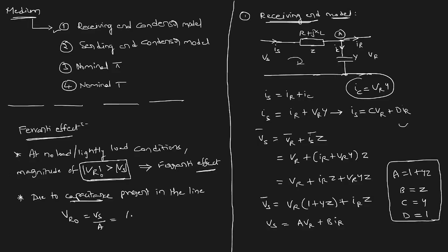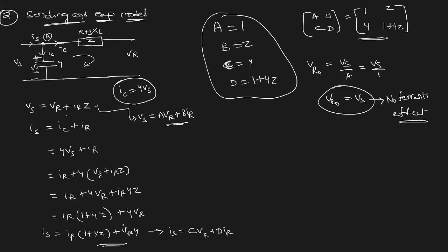We can say that if A is less than 1, then VR naught will be Vs divided by something less than 1. So VR naught will obviously be greater than Vs. At this point only we can see the Ferranti effect. In any other conditions we are not going to see any Ferranti effect. If A is equal to 1, we are not going to see it, and if A is greater than 1 also, we are not going to see it. We see the Ferranti effect only when A is less than 1. This is the condition.